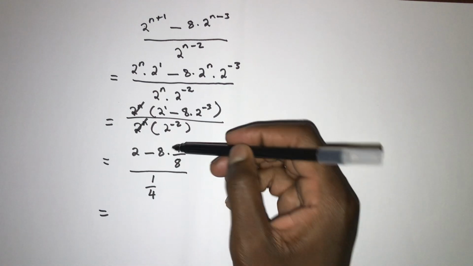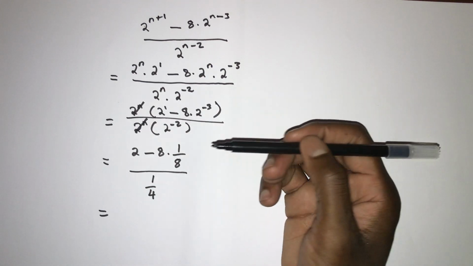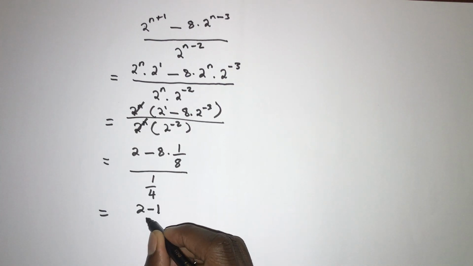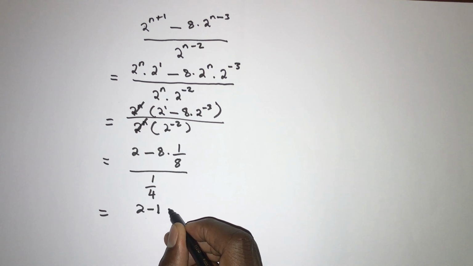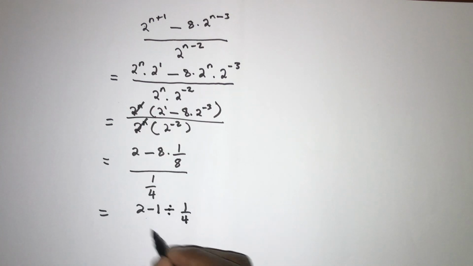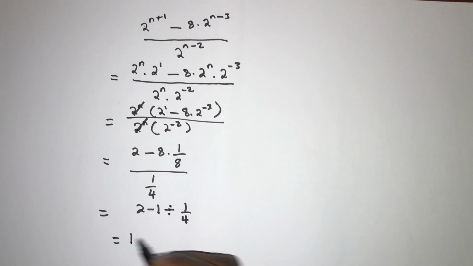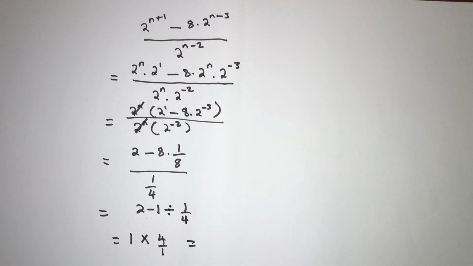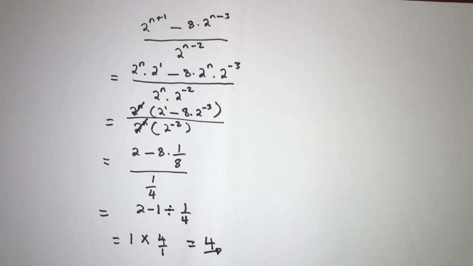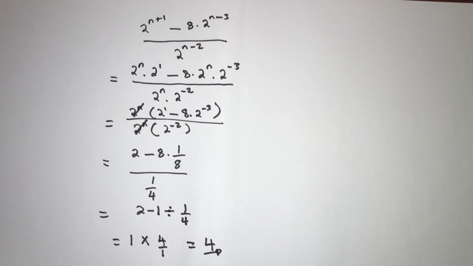So from here we have 8 times 1 over 8 is the same as 1. So here that means we're going to be left with 2 minus 1 divide 1 over 4. So 2 minus 1 is just 1. Then we change this division into multiplication. So we're going to have 4 over 1. So 4 over 1 is just 4. 4 times 1 is 4. So it means that here the answer is 4 without using the calculator. Let's move to 2.2.